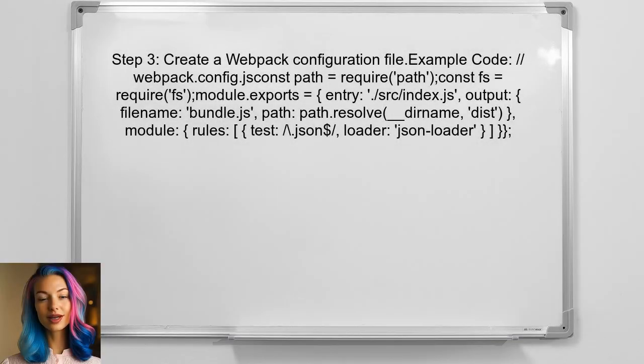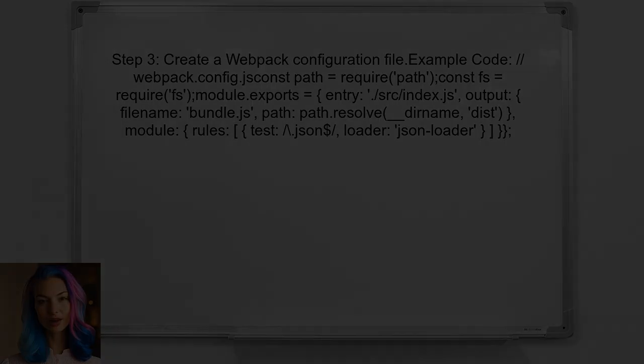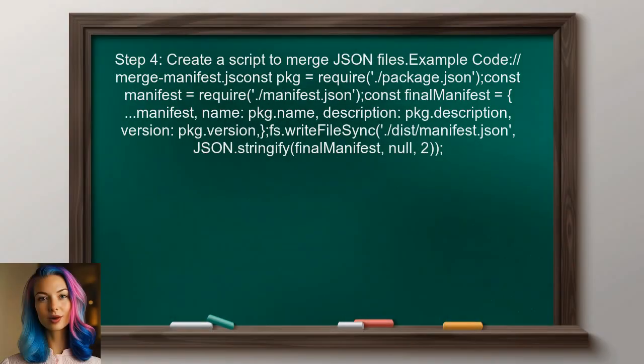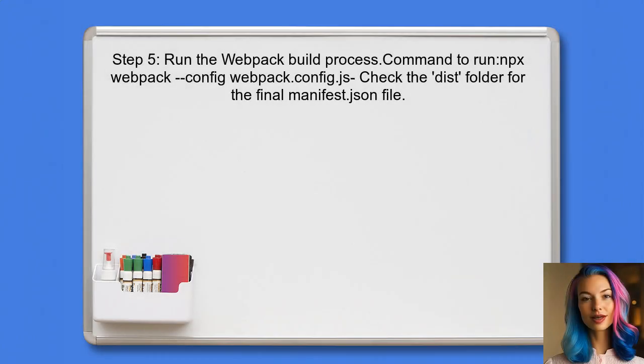Now, the user should create a Webpack configuration file. This file will define how to process the manifest.json and include the shared values from package.json. Next, the user should create a script that reads the package.json file and merges its values into the manifest.json file. This can be done using Node.js. Finally, the user can run the Webpack build process to generate the final output. This will create the dist folder containing the merged manifest.json file.